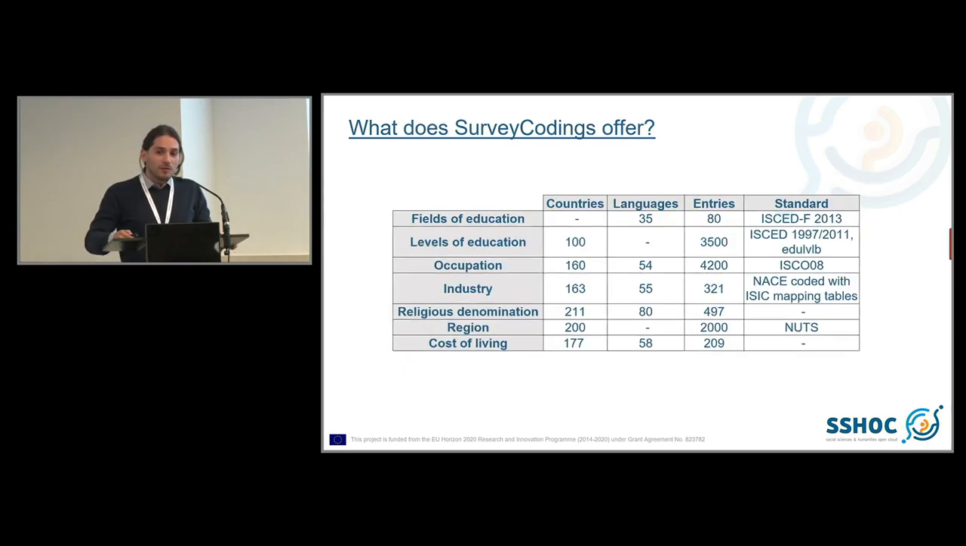What exactly do we offer, though? Different social science variables, such as fields of education, in 35 languages, and we count with 80 entries at the moment; levels of education for 100 countries with 3,500 entries; occupation for 160 countries, 54 languages, and 4,200 entries in total. Religious denomination also for 211 countries in 80 languages and with a total of 497 entries. We also have cost of living, for example, for 177 countries, 58 languages, and a total of 209 entries.